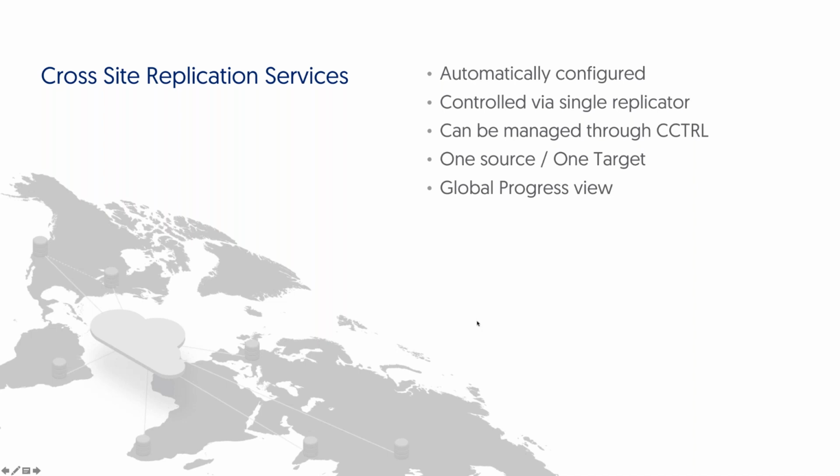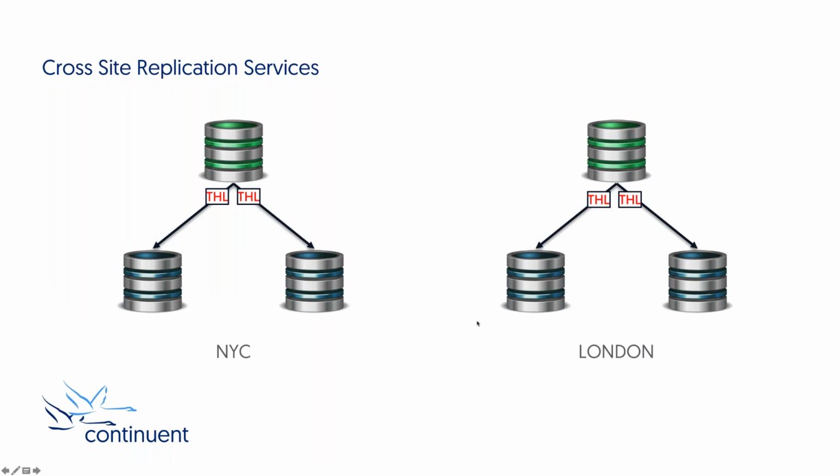So let's just take a quick look at this. So here we have 2 clusters, NYC and London. I'm going to be using NYC and London quite a lot through my demo as well. So right now, simply put, writes into each master flow down to their respective local slaves. So this is how cluster replication always has worked and still continues to work.